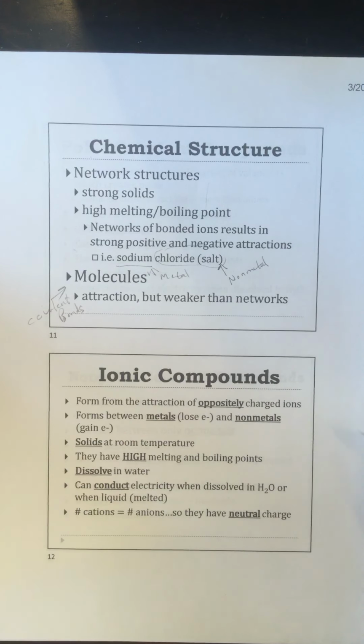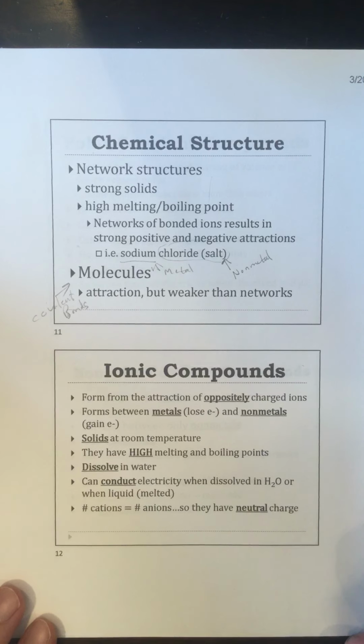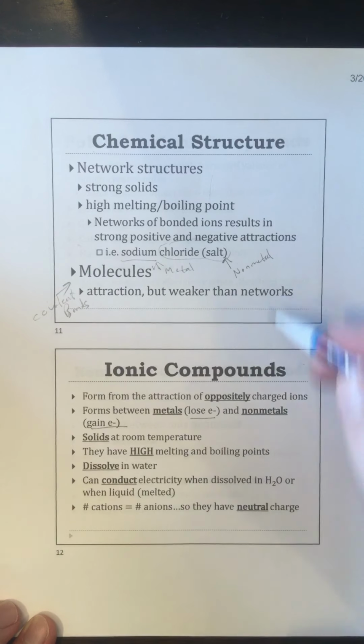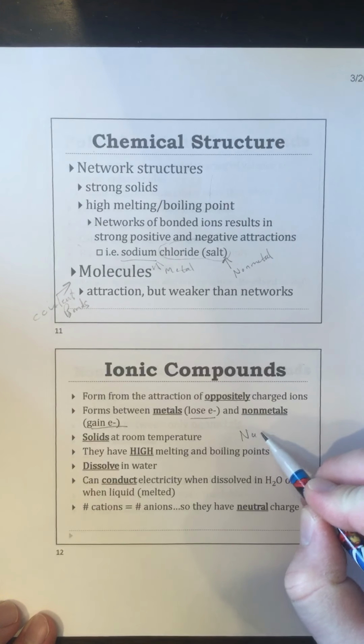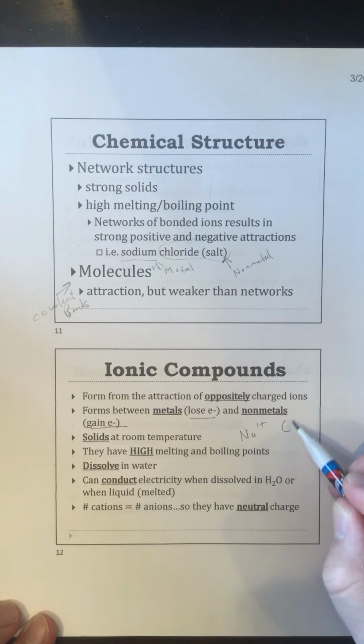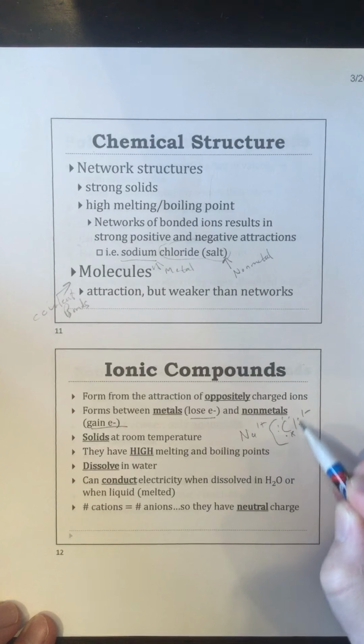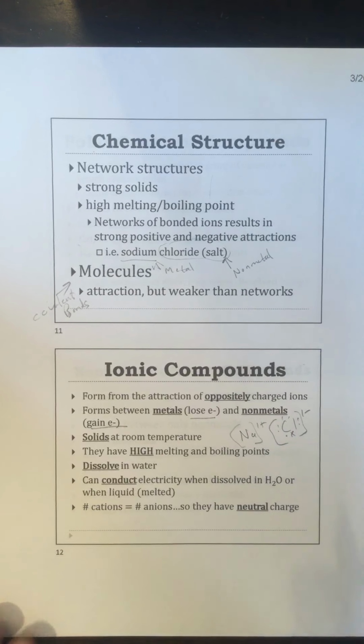Okay, here we go. Ionic bonds. The metal loses and the nonmetals gain. For example, up here, our sodium chloride, remember that sodium is the +1 and chlorine is the 1-. Solids at room temperature, high melting points and boiling points. Obviously they dissolve in water, and I could keep reading to you, but I don't think that's necessary. Okay.